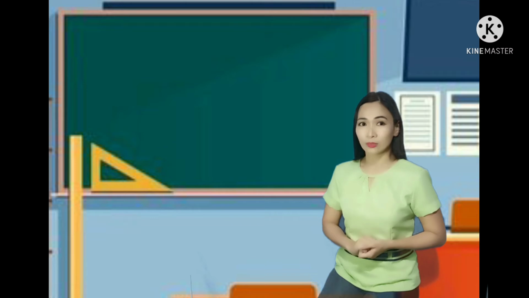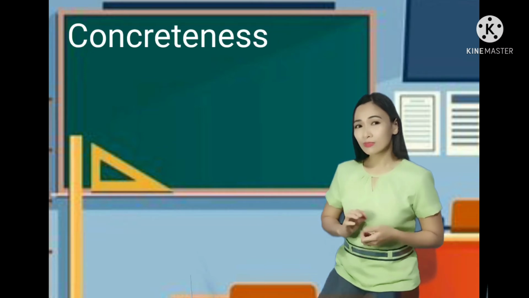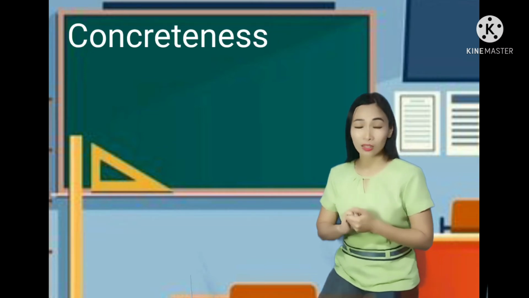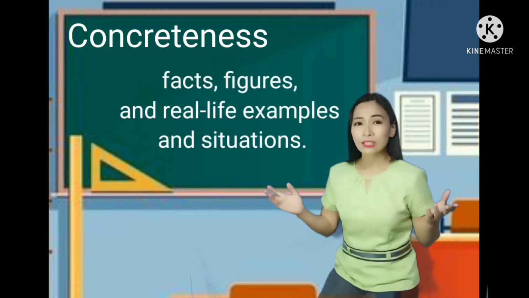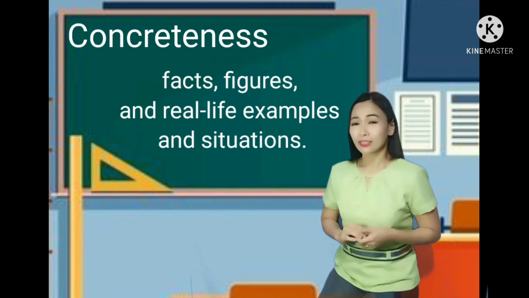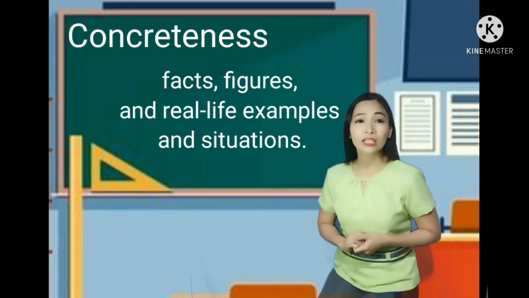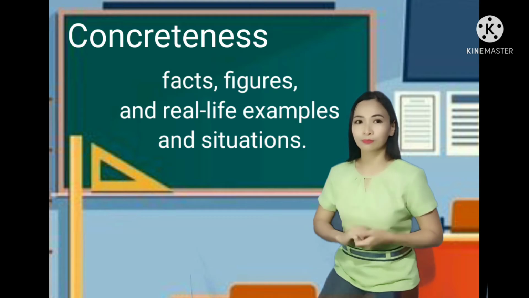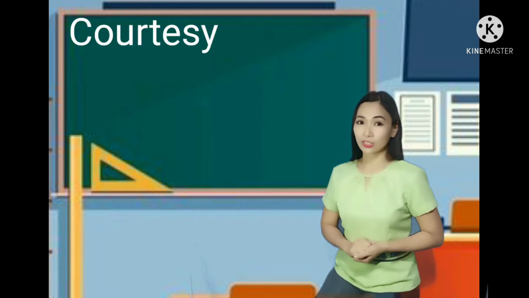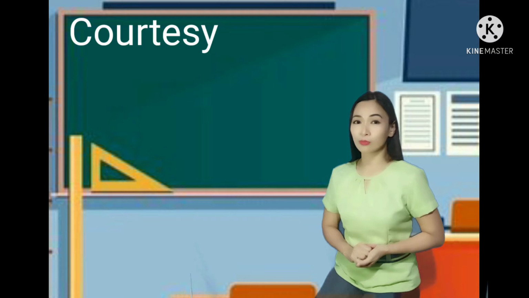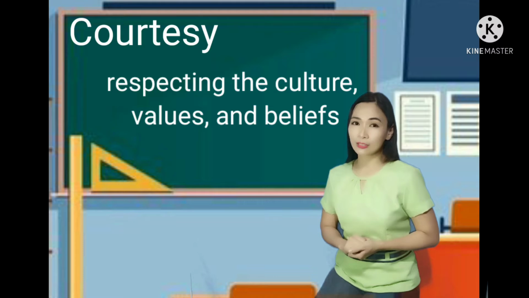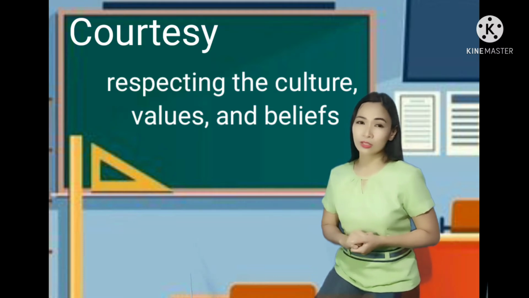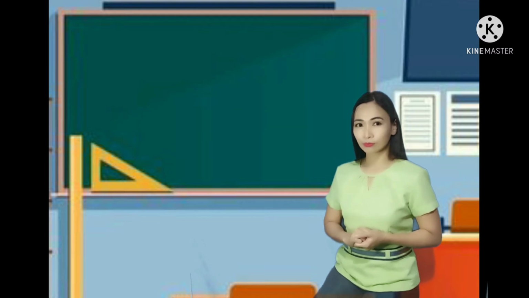Now to the fourth one, concreteness. Effective communication happens when the message is concrete, supported by facts, figures, real-life examples and situations. In this case, the receiver is more connected to the message conveyed. The fifth one is courtesy. The speaker shows courtesy in communication by respecting the culture, values, and beliefs of his or her receivers. Being courteous at all times creates a positive impact on the audience.